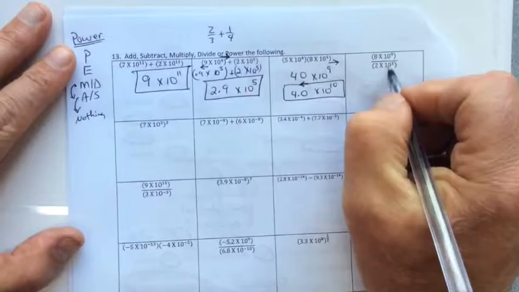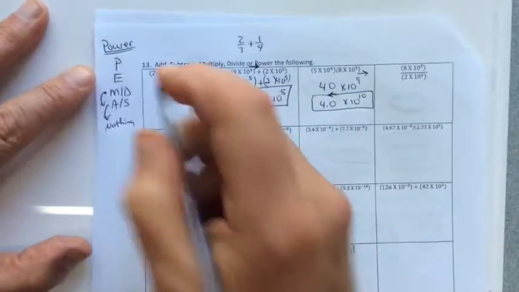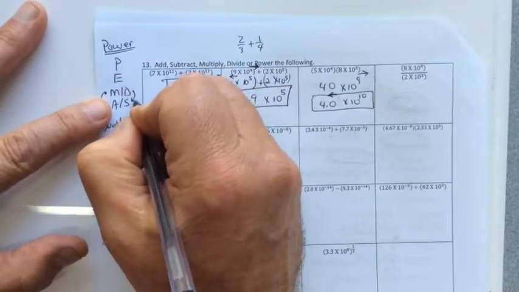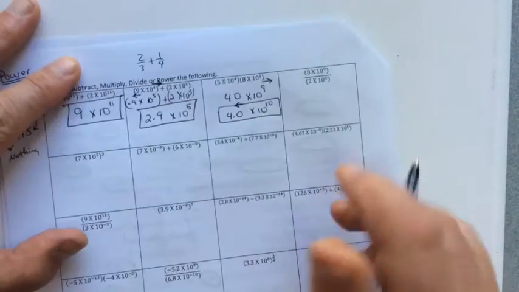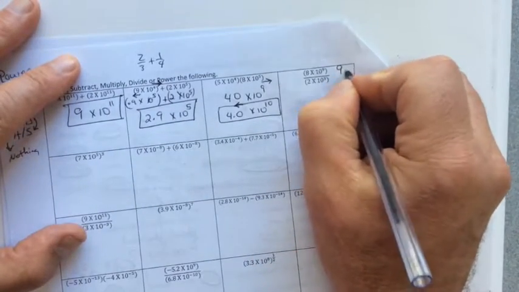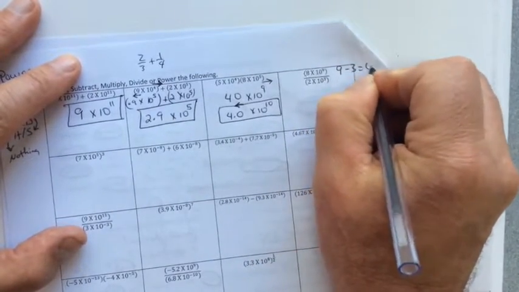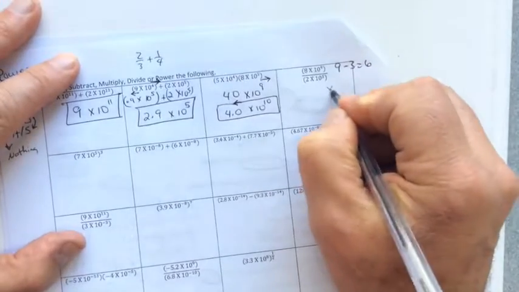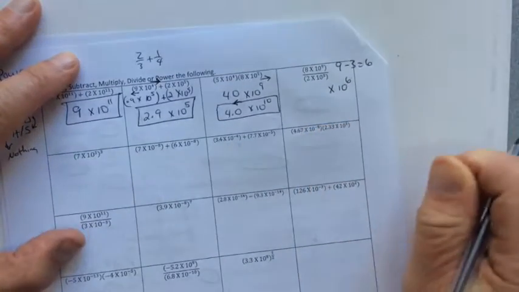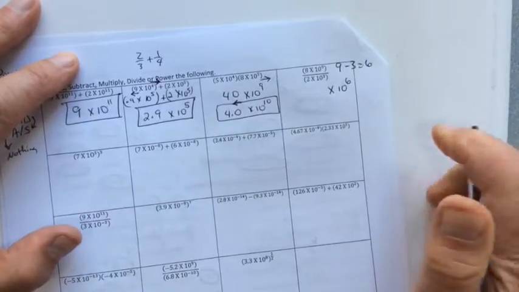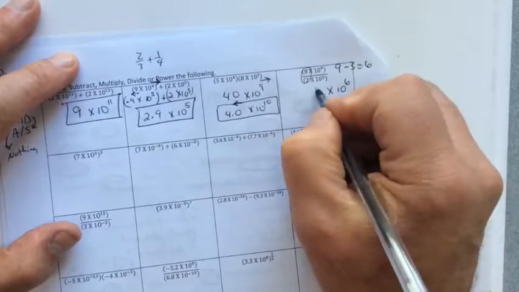Okay, here we have division, so we have to look at the powers. Division does subtraction. So it's the top one, which is 9, minus the bottom one. So I know that when I subtract them, the power is going to be 10 to the 6. And now do the numbers. 8 divided by 2 is 4.